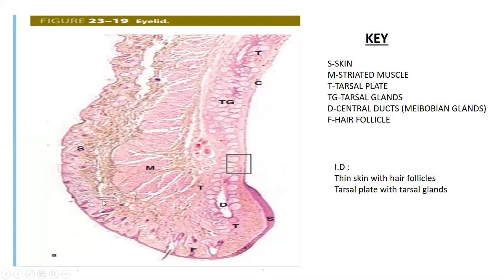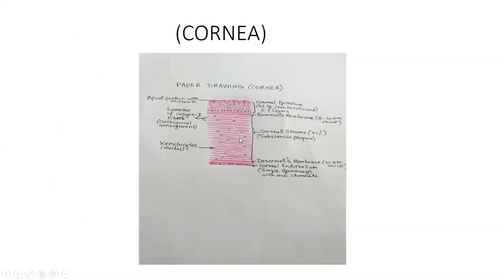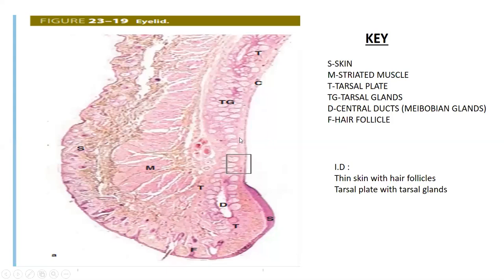So second identification, in between, what is this? This is muscle, skeletal muscle and a few strips of smooth muscle. On the innermost side, this area, this is the tarsal plate. What is the tarsal plate?